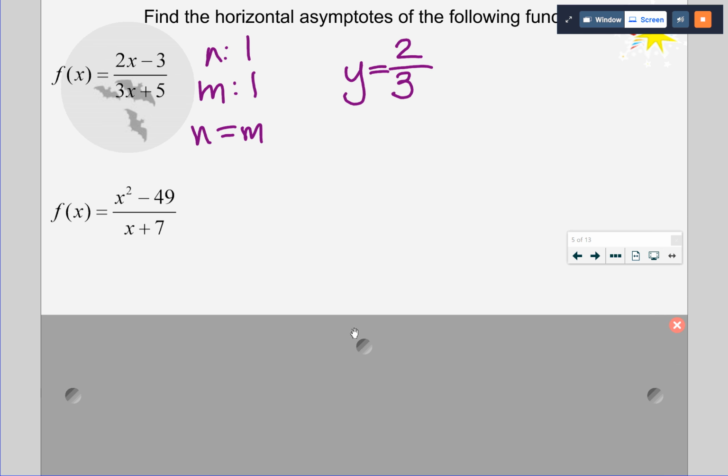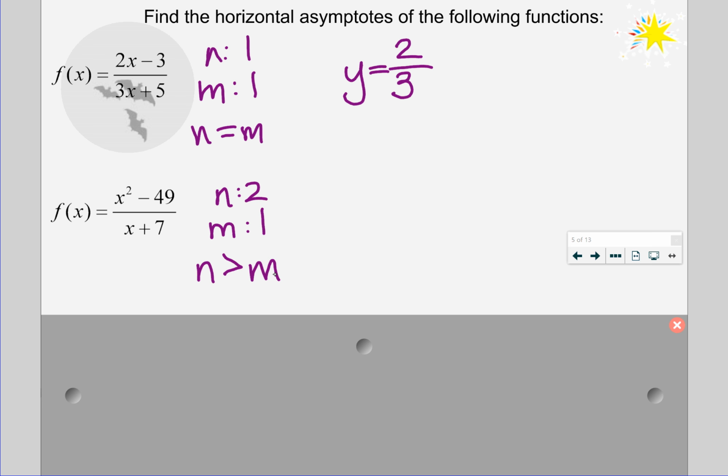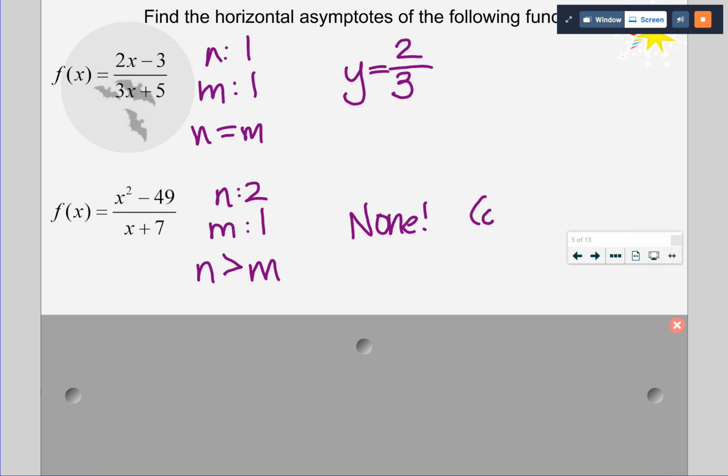Okay. Second one, degree of the numerator is 2. Degree of the denominator is 1. So we have the case where n is greater than m. So if I ask you what's the horizontal asymptote, your answer should be there is none. And instead, you can write the word oblique there. We'll talk about that later, what that means. Okay.